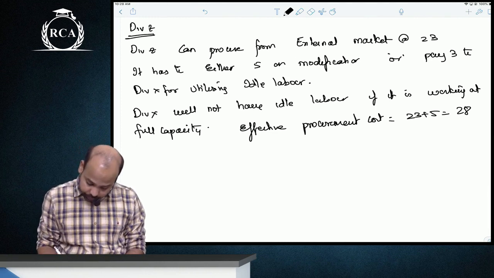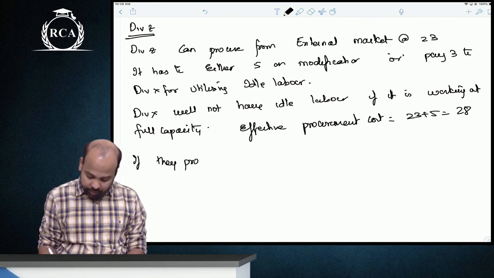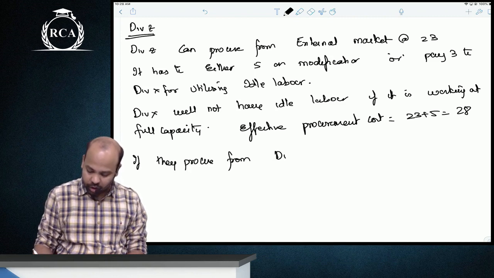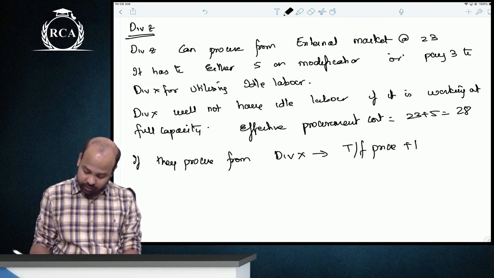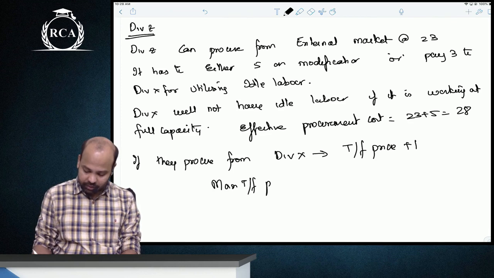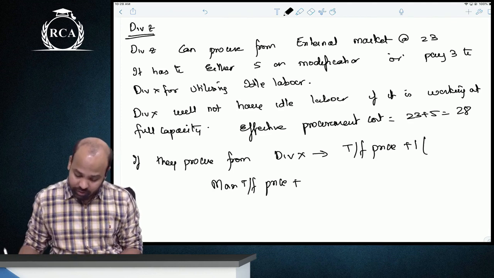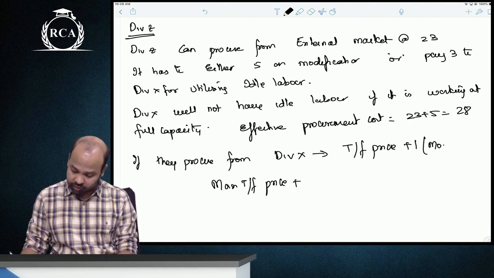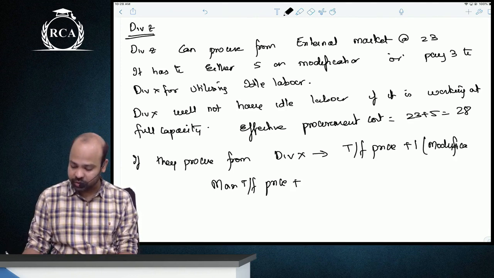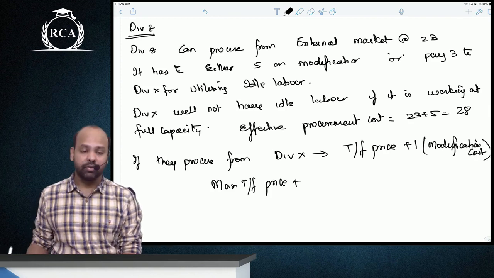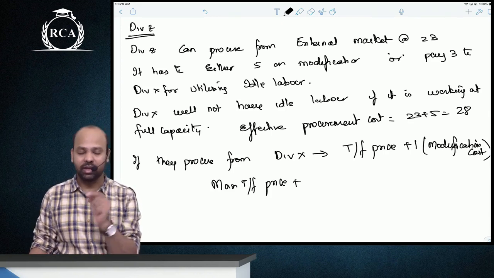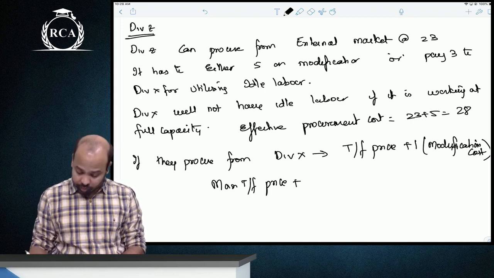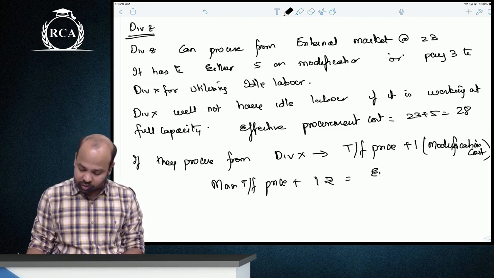Yes or no? If they procure from division X, it will be transfer price plus 1 rupee. The maximum transfer price plus this 1 rupee is the modification cost. In the question, division Z will have to incur a modification cost of 1 rupee if they procure it from division X. So their total cost would be transfer price plus 1 rupee, and this should be equal to their external procurement cost. It cannot exceed their external procurement cost.